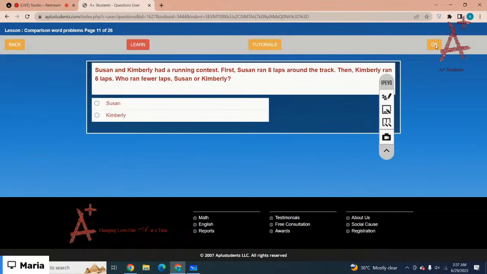Susan ran 8 laps and Kimberly ran 6. So which is the correct option? Which number is less than 6? 8 is greater. That means Kimberly has fewer.